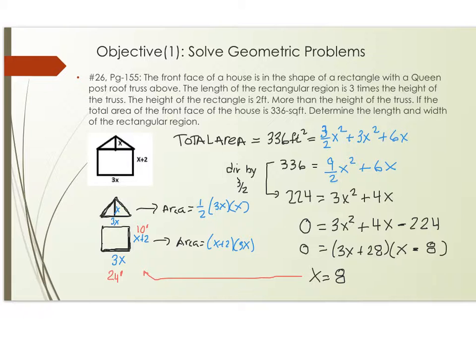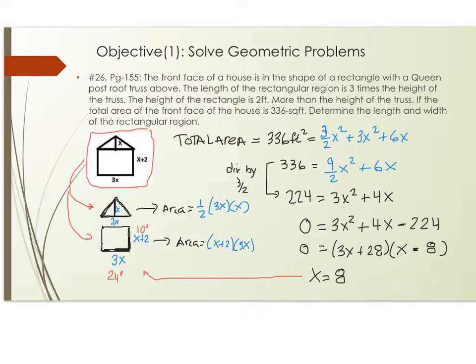And so we're going to look at the diagram first, and we're going to break the diagram into 2 pieces. One is the roof part, which is the triangle, and the second part is the rectangle. We notice that the area of the triangle is 1/2 the base, which in this case is 3x, times the height of x. And the area of the rectangle is the width, which is 2x plus 2, times its length, which is 3x.